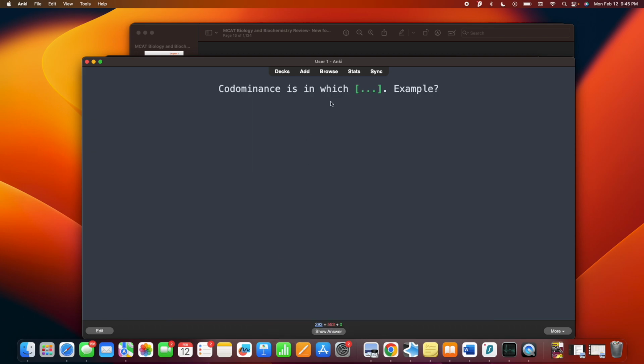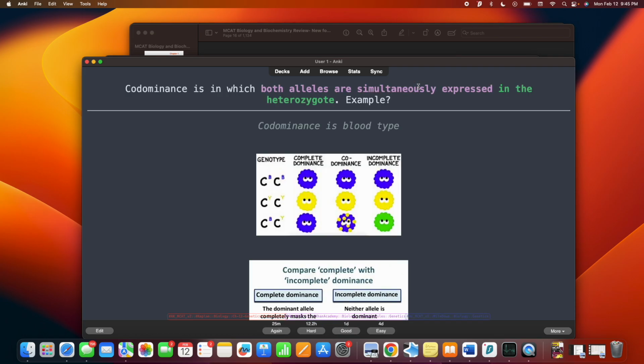Codominance is where a representation of both alleles is demonstrated. An example is blood type. Both alleles are simultaneously expressed in the heterozygote. So we can remember that.